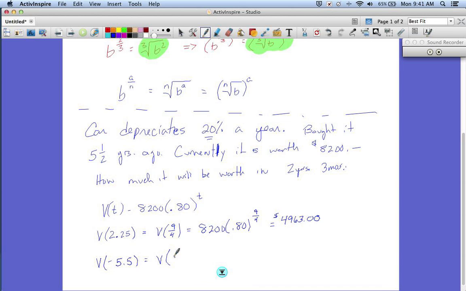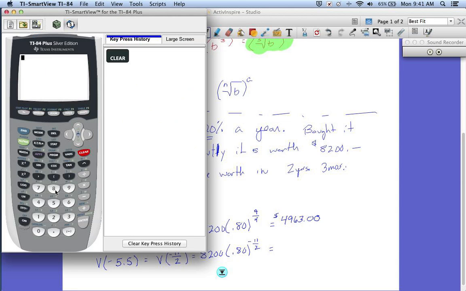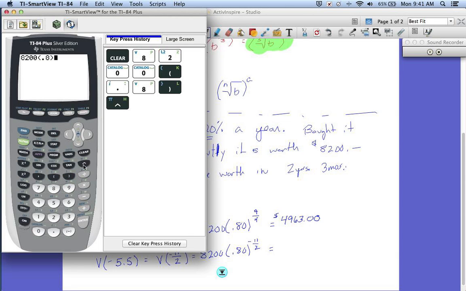We're looking at 11 halves, right? And that's negative because it's time ago. So 8,200 times 0.80 to the negative 11 halves. Now this one I do not have written down. So let's jump over to our trusty TI-84. 8,200 times 0.8 raised to the negative 11/2.